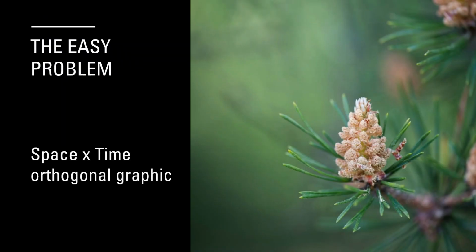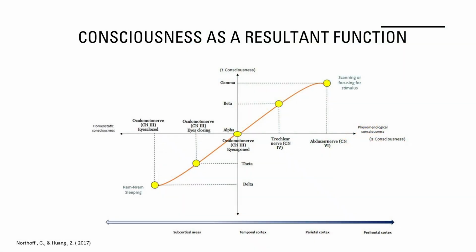The space-time orthogonal graphic as a representation of the easy problem. The easy problem of consciousness is represented in an orthogonal space-time graphic. The oculomotor areas are represented on the horizontal axis, and on the vertical axis, the time function is represented by the frequency ranges. The resulting function is a curve where conscious processes are represented on the right and upper side. The unconscious processes are represented on the left and lower side of the plane.